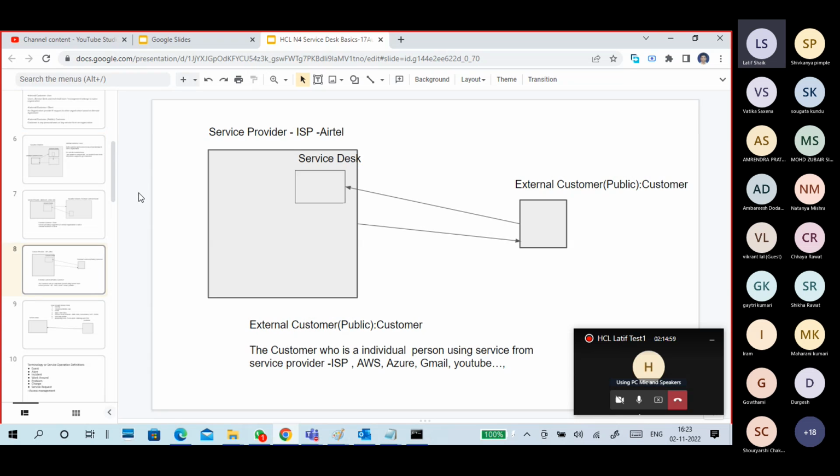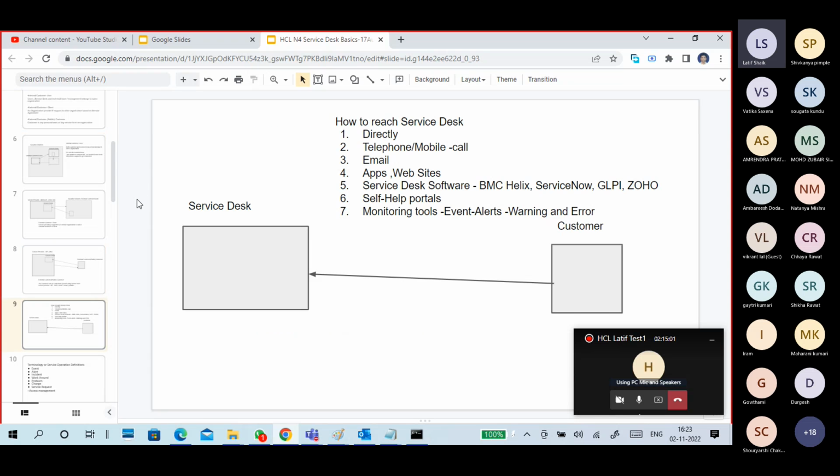And how does the customer approach the service desk? Directly, by telephone, by email communication, or by mobile apps. Different apps are there, as per the company, different software used for self-help, or organizational portals, application-related portals. Also, the service desk is notified of issues from different monitoring tools.